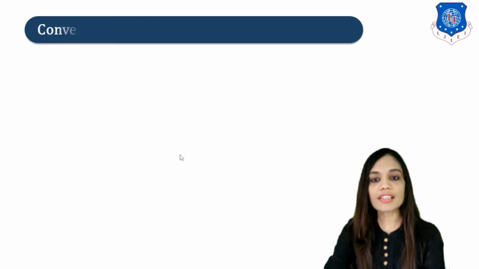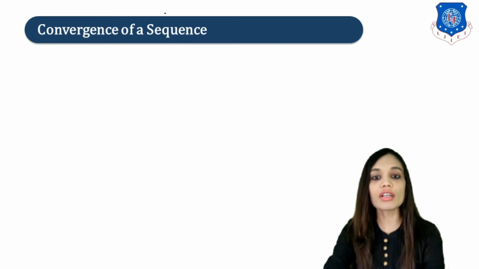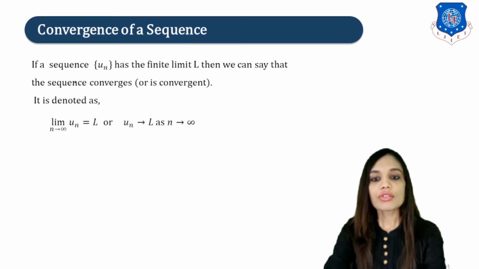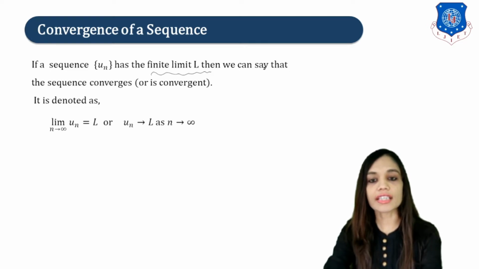Okay. Next, let us study the definition of a convergent sequence. If a sequence Un has a finite limit L, that is Un tends to L, then we can say that the sequence converges or the sequence is convergent.